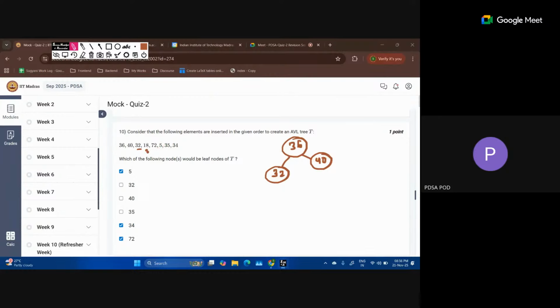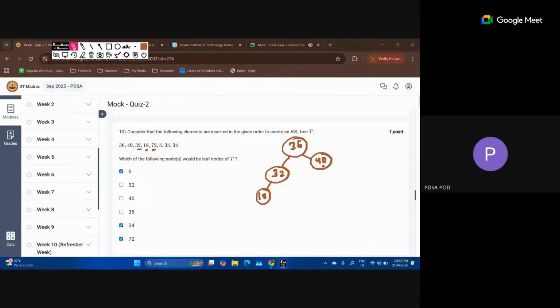Then we go to 18. We have to insert 18. So we go to 36. We see that 18 is less than 36, so we go to its left child, 32. 18 is less than 32, so we insert 18 as the left child of 32. Now, are the nodes balanced? This is balanced, 1 and 0. So this is 2 and 1, which is also balanced, and 40 is also balanced. Now we insert 72. 72 is greater than 36.